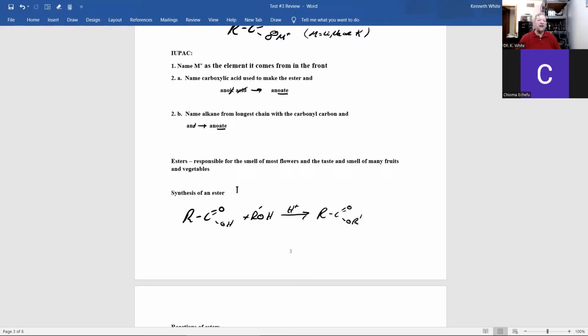Now, how do you make an ester? You react the carboxylic acid with an alcohol, acid catalyst, H+, and you make an ester. Now, listen carefully. The carbon with the hydroxy group in R prime is the carbon this oxygen in the ester is bonded to in R prime. The carbon in the alcohol R prime OH is the same carbon that's bonded to the oxygen here.